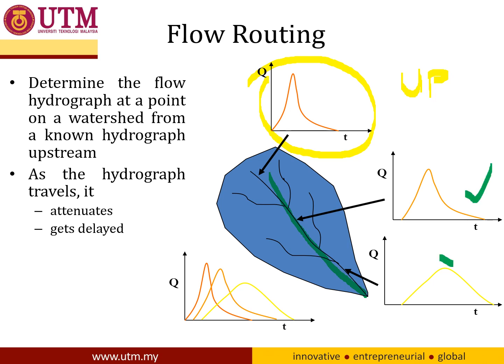And then here, as the hydrograph travels, it attenuates or gets delayed. We can see here the first hydrograph at the upstream, the peak is higher compared to the middle one. This lighter orange color here, the peak is lower, and then as it goes more downstream, the peak is the lowest. So this is what we call attenuation, and the hydrograph also gets delayed. See the time here, it gets delayed.